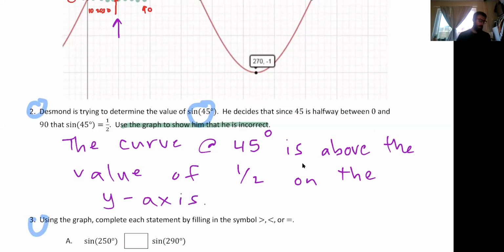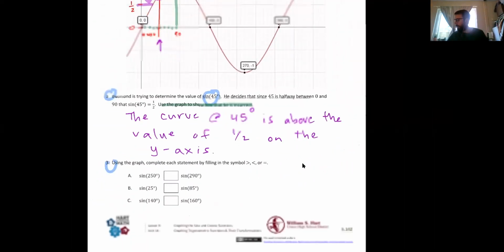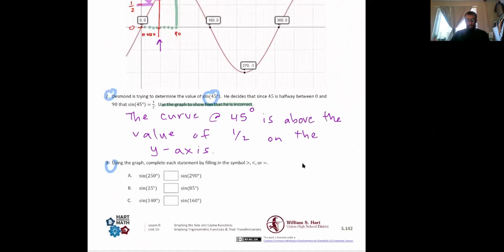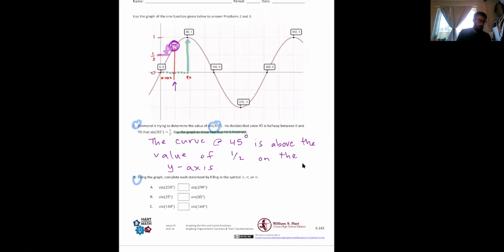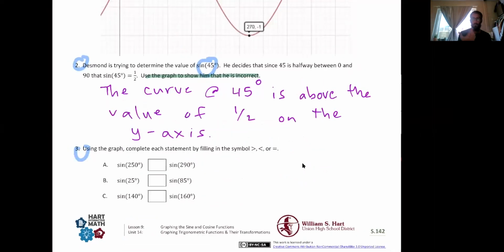And this may be our final go for today. Okay. Using the graph, clear out all of this unnecessary writing. Okay, get all this off. Here we go. Using the graph up here, we're going to determine whether sine 250 is greater than, less than, or equal to sine 290. Let's do this rapid fire.